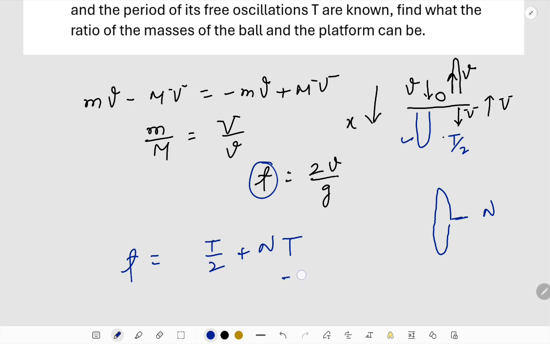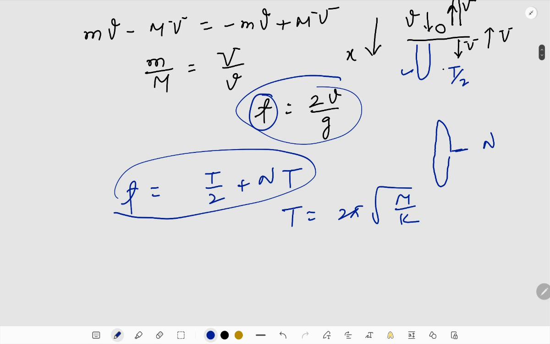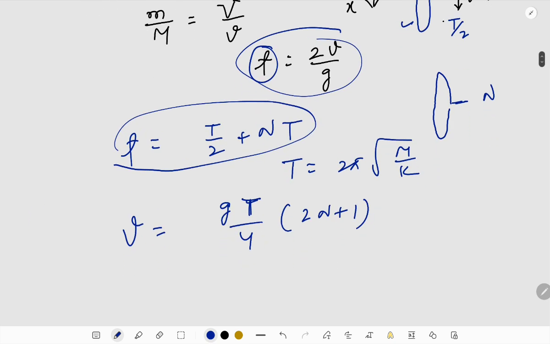And of course we know T can be written as 2 pi under root m by k, because its angular frequency will be simply under root k by m. After equating these two equations, we can get the velocity of the small ball, small v, and this small v value will be gT upon 4 multiplied by 2n plus 1. So this is the velocity.